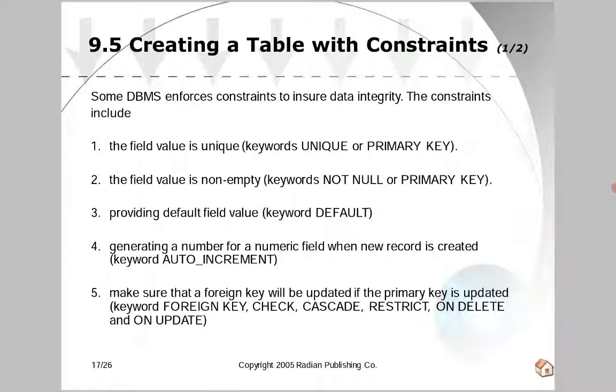Some DBMSs enforce constraints to ensure data integrity. The constraints include that the field value is unique. Unique or primary key, all these are constraints. What are constraints in DBMS? Unique, primary key, not null, default, check. These five are called DBMS constraints.